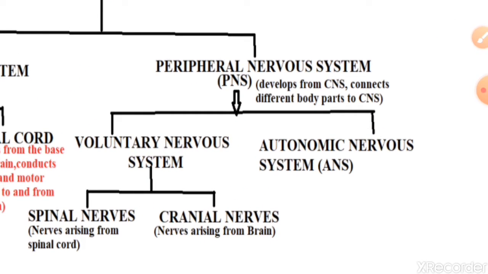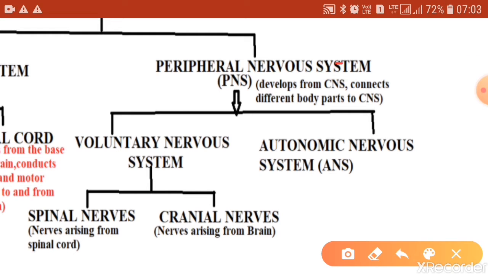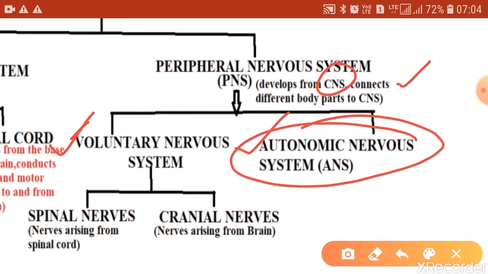The peripheral nervous system comprises nerves, and these nerves develop from the CNS or central nervous system, and the function of the peripheral nervous system is to connect different parts of the body to the central nervous system. The PNS comprises the voluntary nervous system and the autonomic nervous system. The voluntary nervous system is that part which regulates the activities of external organs whose movement or action is under our control, those organs which perform activities by consulting our will. Whereas the autonomic nervous system is that part which regulates and coordinates the activities of internal organs without consulting our will.